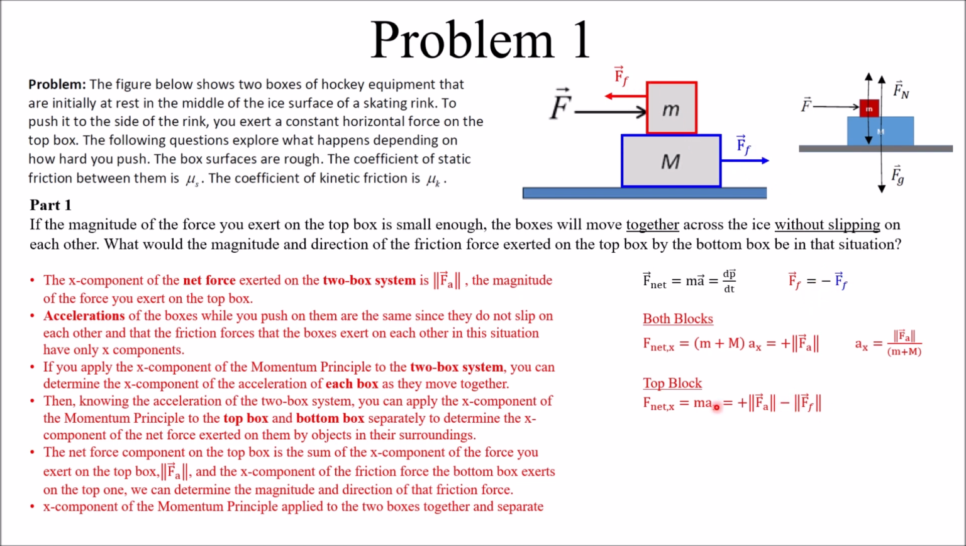And so we'll just look at magnitudes and make it a little easier, and we'll use our negatives and positives to indicate direction. And so we know that this AX is the same because there's no slippage, and so we could plug this into that equation.